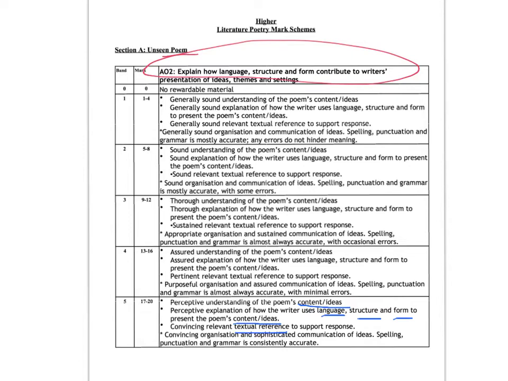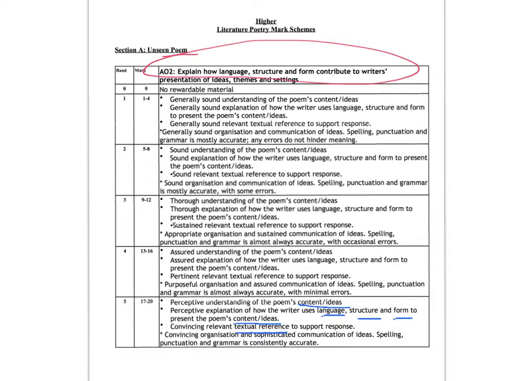So that simply means that you are selecting quotes that back up your understanding of the ideas and the content of the poem in terms of language, structure and form. Now, textual reference is used instead of quote because clearly you can quote in terms of language because you're picking out specific words that the poet has written, whereas if you have a look at the structural element, you cannot quote the structure, you will need to describe it.